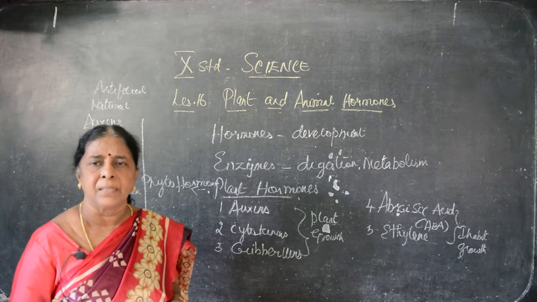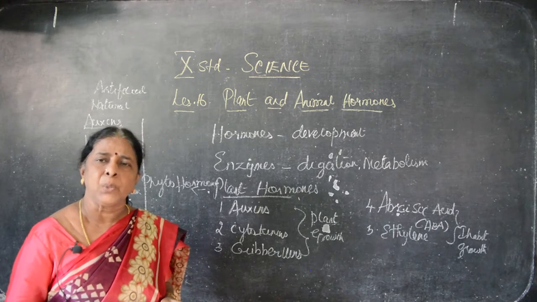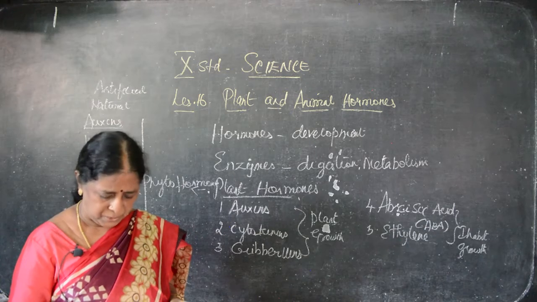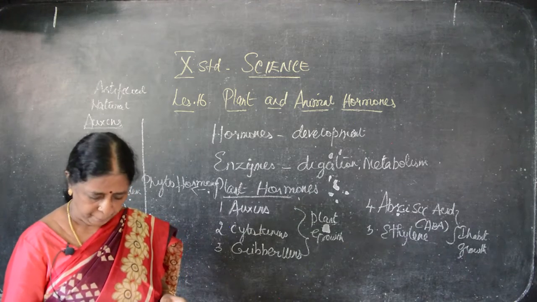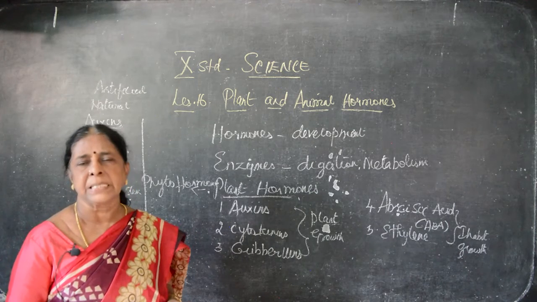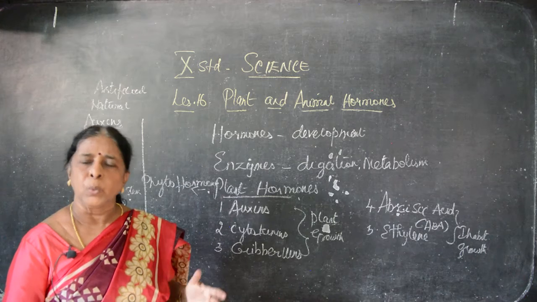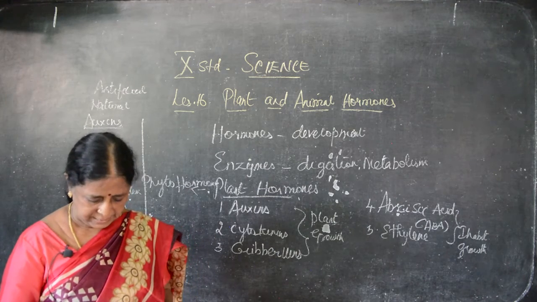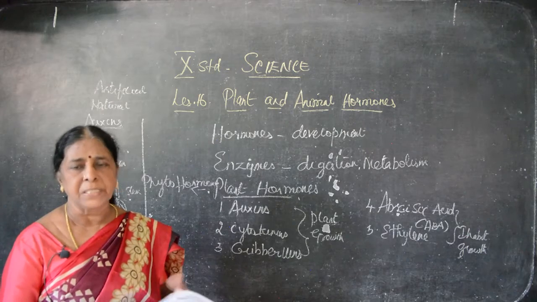Underline the words: natural one is indole 3-acetic acid, and synthetic, that is the artificial one, is 2,4-dichlorophenoxyacetic acid. Clear? What are the functions?